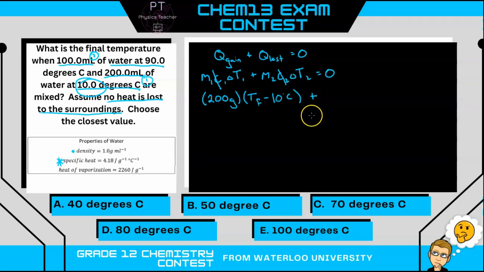Now our other sample is 100 milliliters. So using density, that's 100 grams. Now this is the one that's losing heat. It's initially at 90 degrees. When we mix it with 10 degree water, it's going to lose heat. So again, we don't know its final temperature, but it'll be the same final temperature over here. So those two variables are the same, minus its initial temperature of 90 degrees Celsius, and that'll equal 0. All right, so now we have our equation all set up. We just have to rearrange and solve for final temperature.